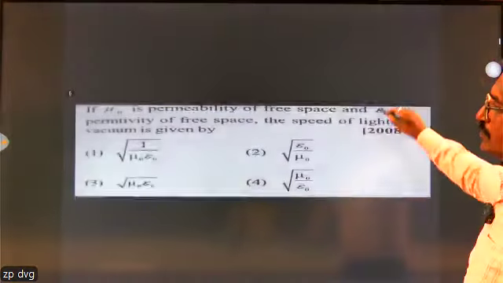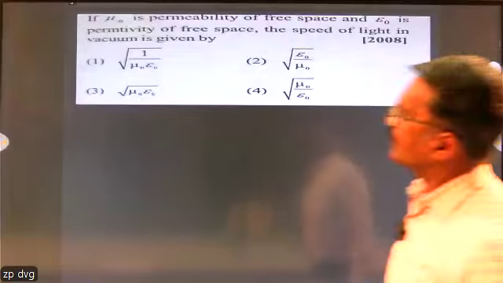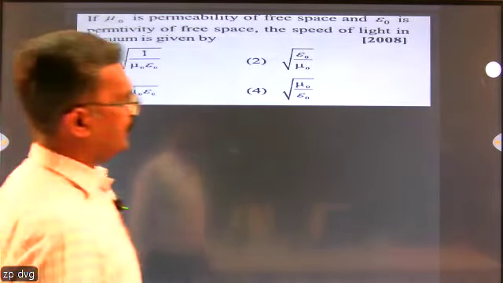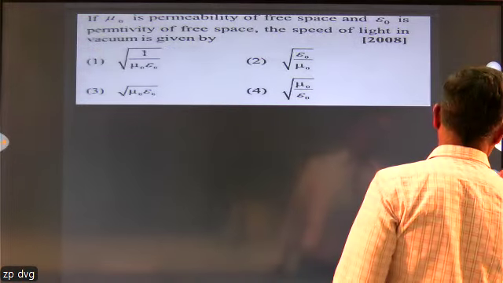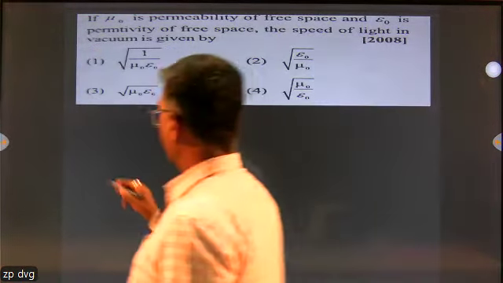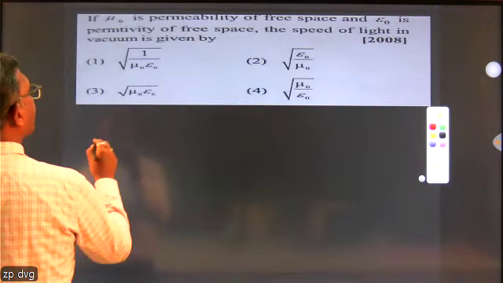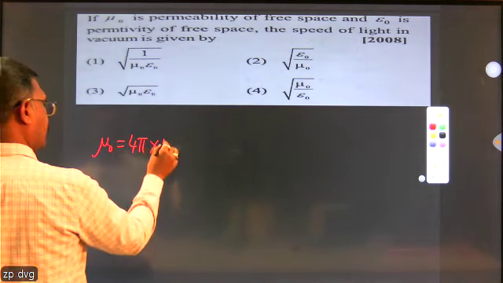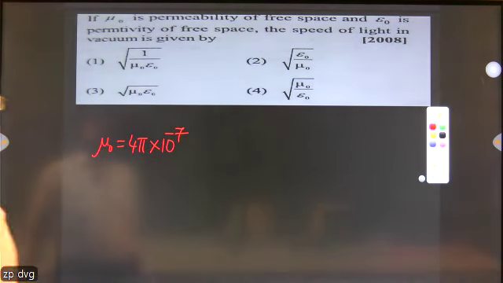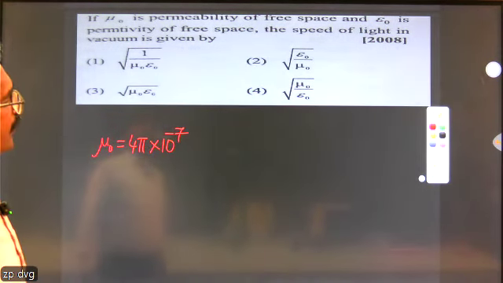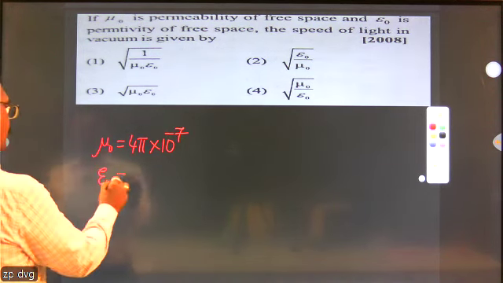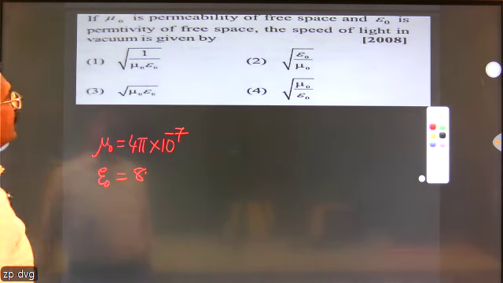Next question number 2. If mu naught is the permeability of free space, what is the value of mu naught? Mu naught value ಗೊತ್ತಾ? What is the value of mu naught? 4 pi into 10 power of minus 7. Correct? So if mu naught is the permeability of free space and epsilon naught is the permittivity of free space, ಇದು value ಆಗಲಿ ನೋಡಿ, 8.85.